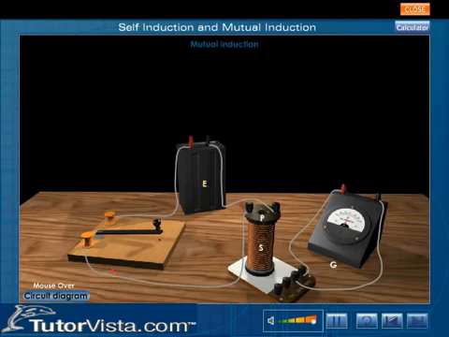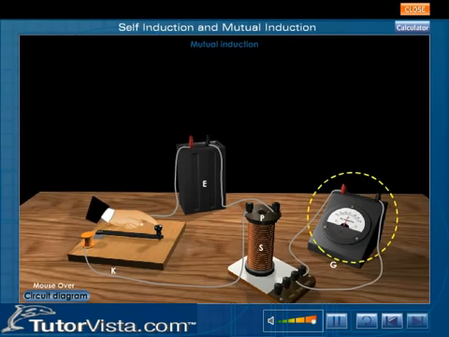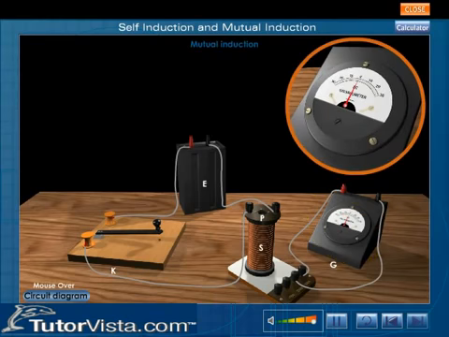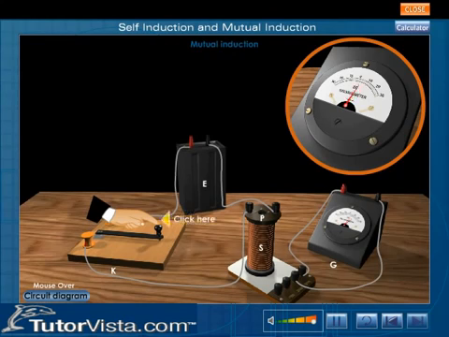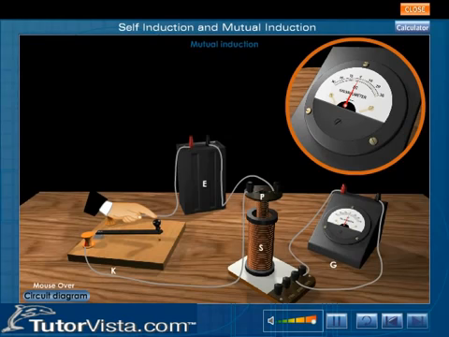Connect a battery and a key to the primary coil P and connect the secondary coil S to a sensitive galvanometer G. Whenever the key is pressed or released, the galvanometer shows a deflection. Now observe the deflection of the galvanometer needle by pressing and releasing the key. The needle deflects because the current flowing through the primary coil induces a current in the secondary coil.